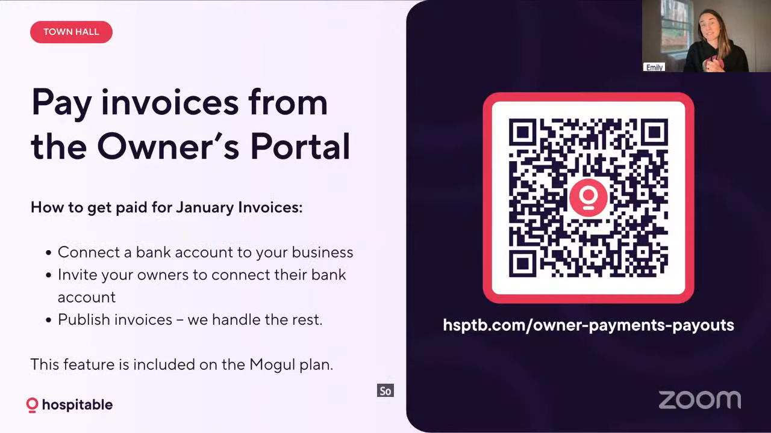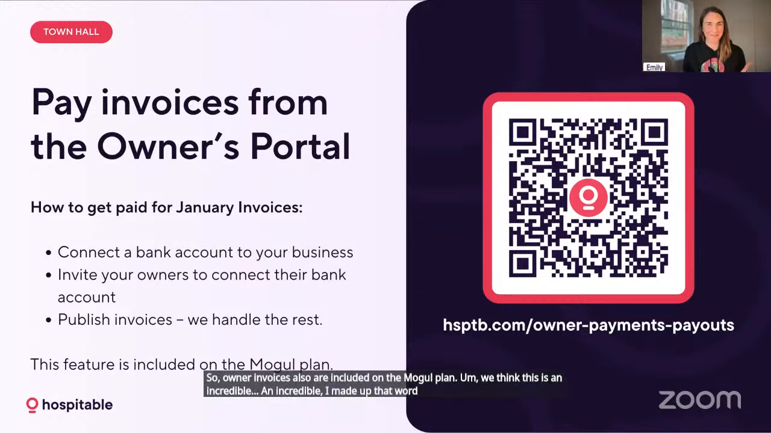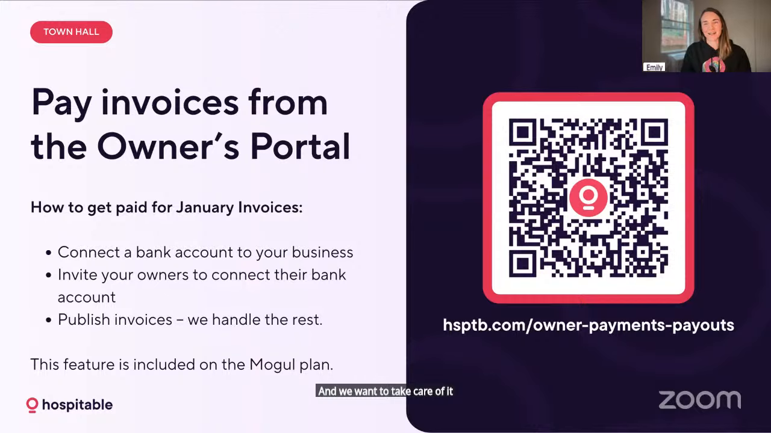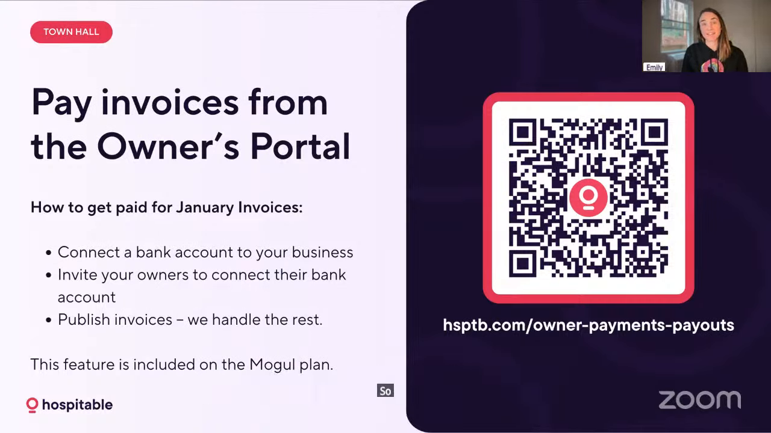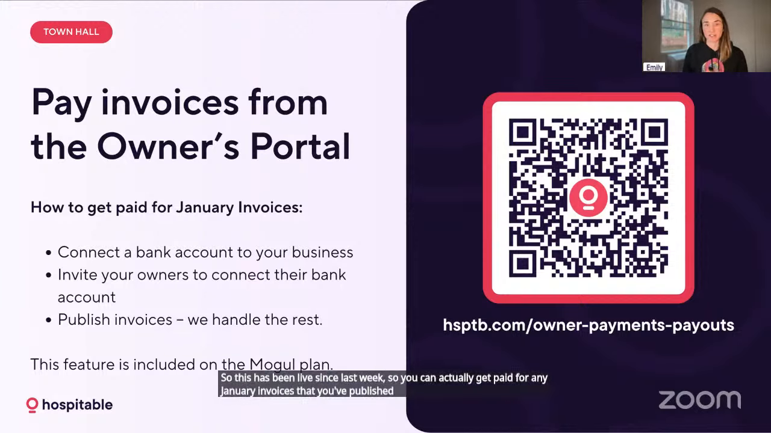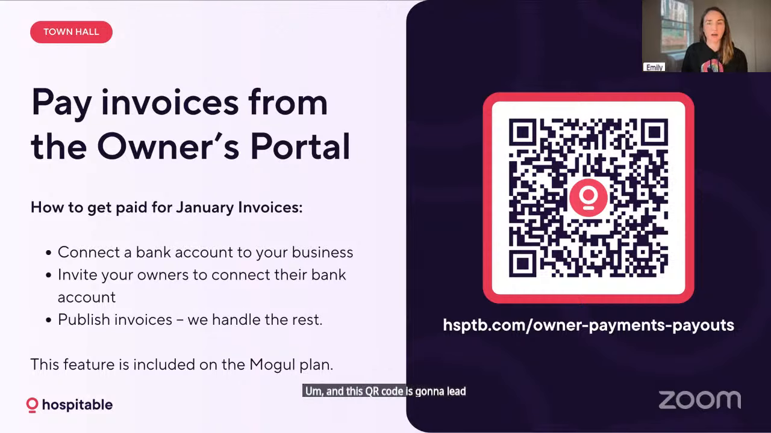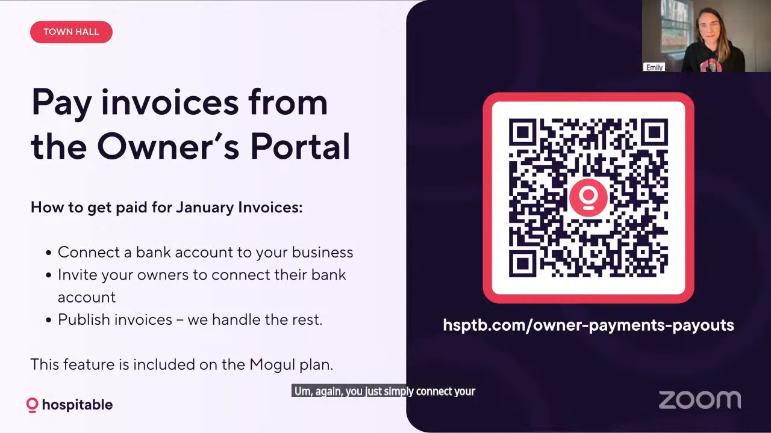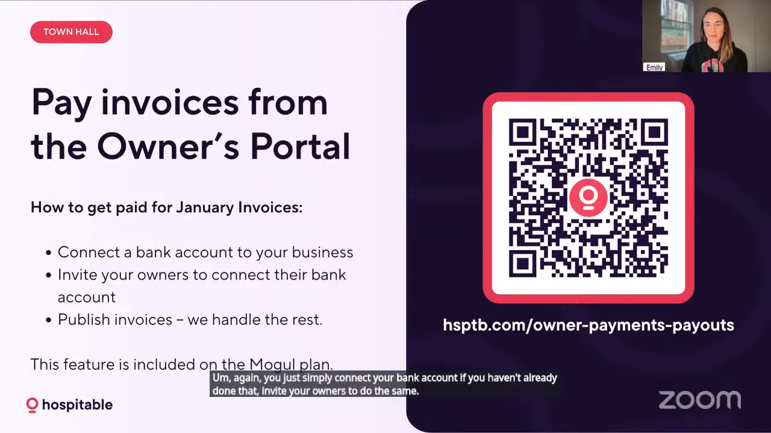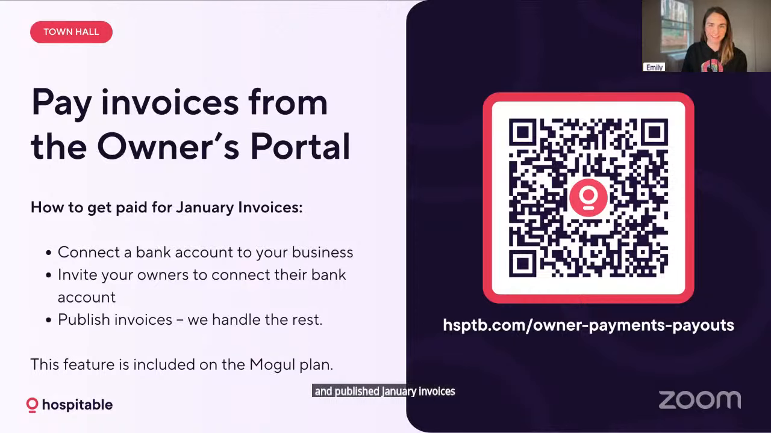So owner invoices also are included on the Mogul plan. We think this is an incredible, I made up that word, a critical part of your business, and we want to take care of it for you. So there are no service fees charged to you or the owner on monthly invoices that are paid via the owner's portal. So this has been live since last week, so you can actually get paid for any January invoices that you've published now. And this QR code is going to lead you to some help articles that show you exactly what's needed to get ready. Again, you just simply connect your bank account if you haven't already done that, invite your owners to do the same, and publish January invoices, and we will take care of the rest.